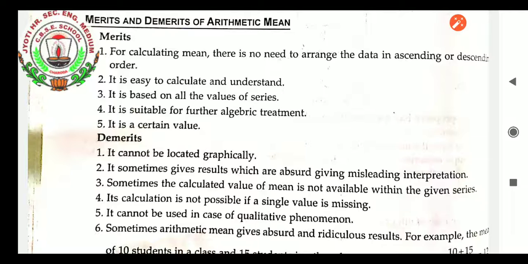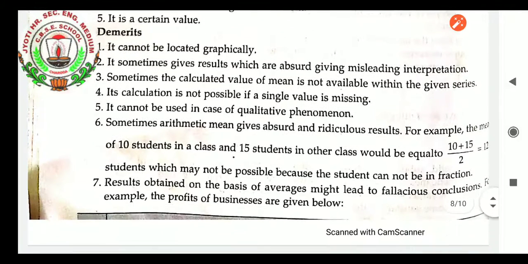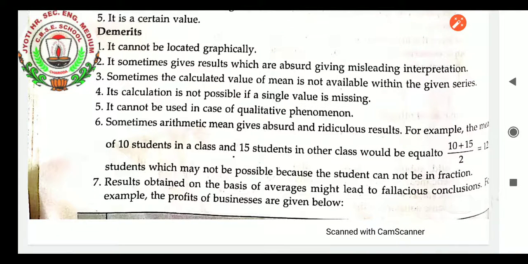Next, demerits of mean. It cannot be located graphically. It sometimes gives results which are absurd, giving misleading interpretation. Sometimes the calculated value of the mean is not available within the given series. Its calculation is not possible if a single value is missing. It cannot be used in case of qualitative phenomena. In quantitative terms it can be measured, but qualitative phenomena cannot be measured.